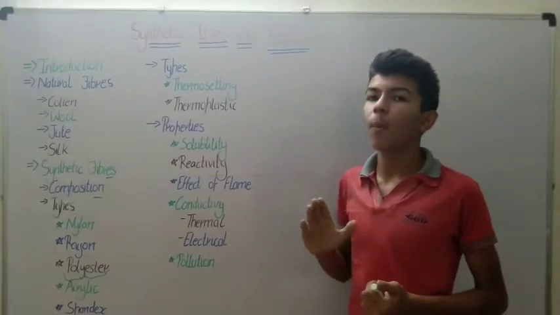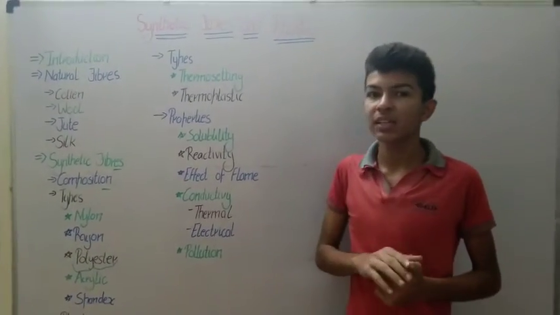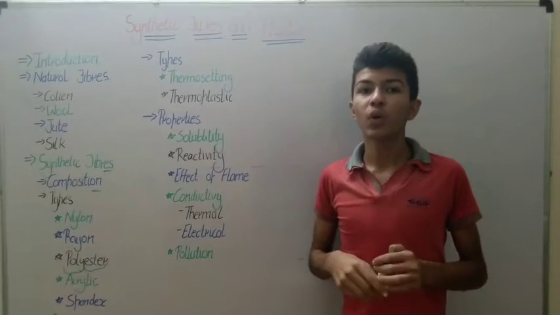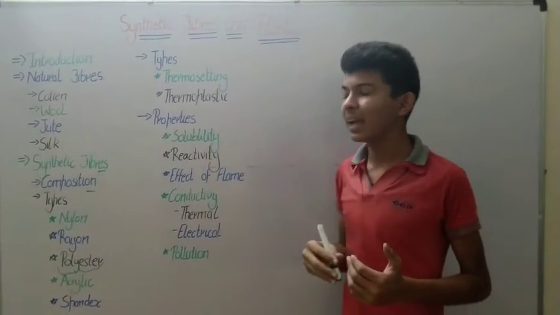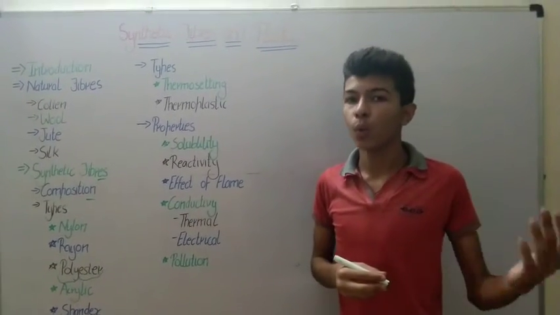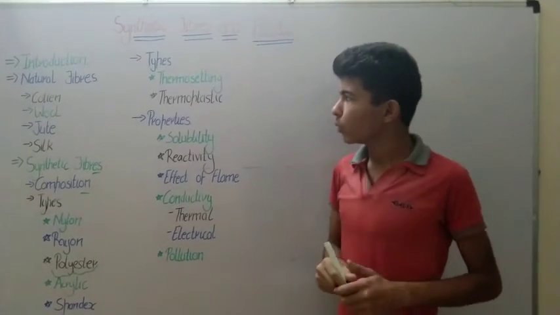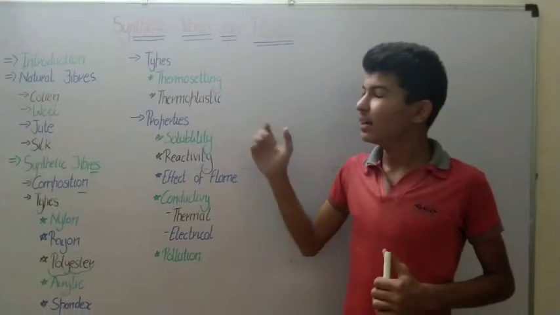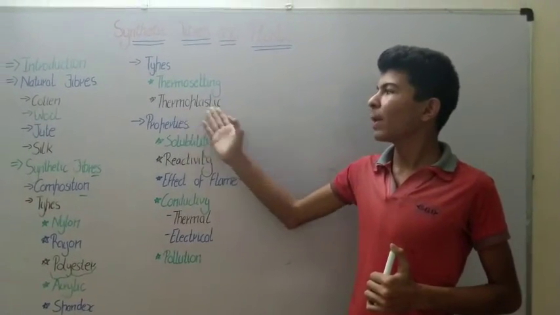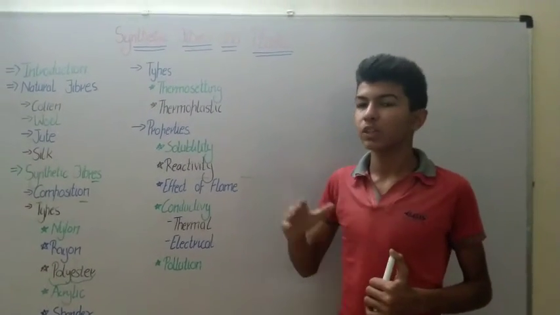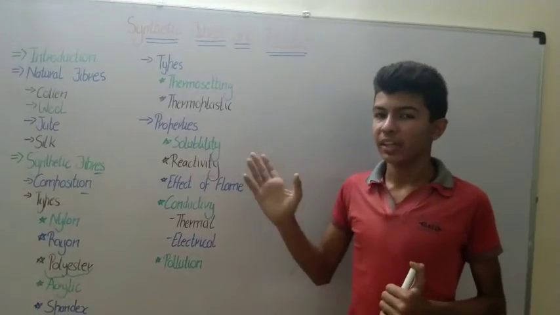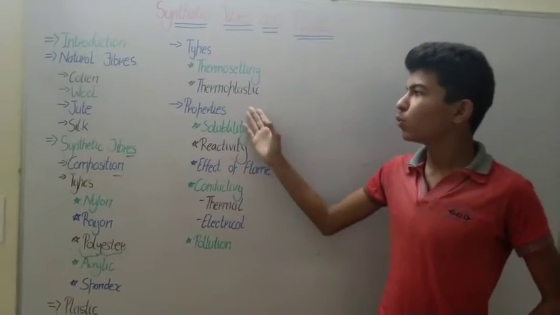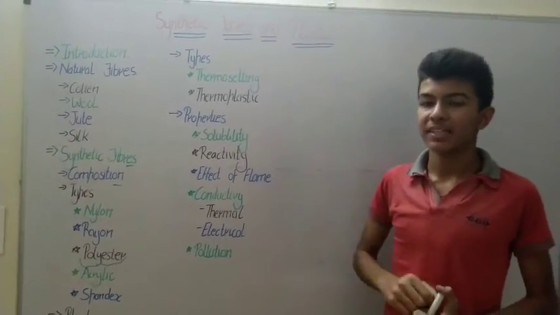But it is the opposite case in thermosetting plastics. These do not lose their shape easily, and so they are hard to mold. Examples of thermosetting plastics are melamine and bakelite, while examples of thermoplastics are PVC and polythene. So now let's move to the properties of plastics.